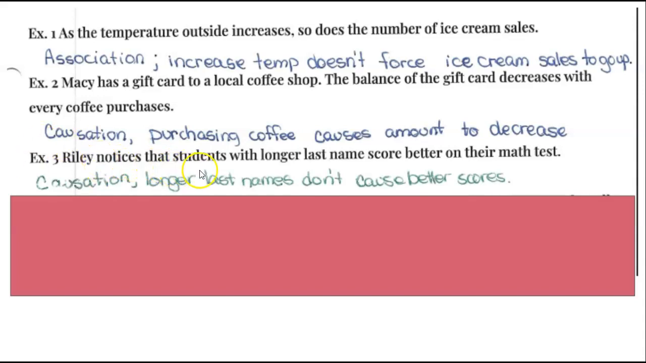Now, Riley notices that students with longer last names score better on their math test. Why in the world? I put causation. Nope, this would be neither. Okay, sorry about that note. This would be neither. Why? Because I can't guarantee that you're going to get a better math test score if your last name is 20 letters long. It doesn't have any effect on it at all. It may have happened by chance, but it is neither association nor causation.